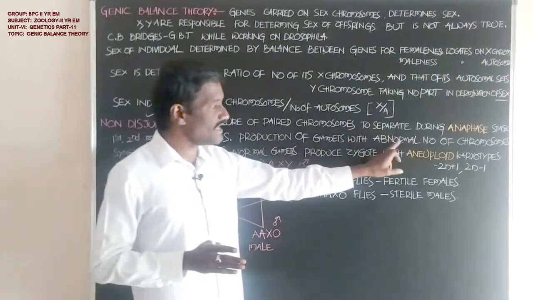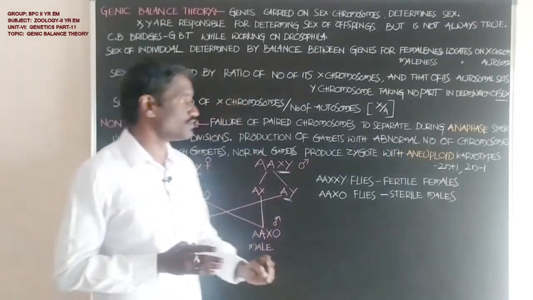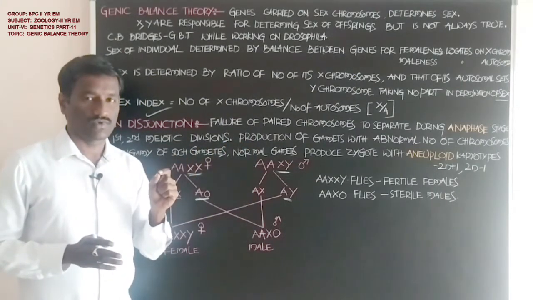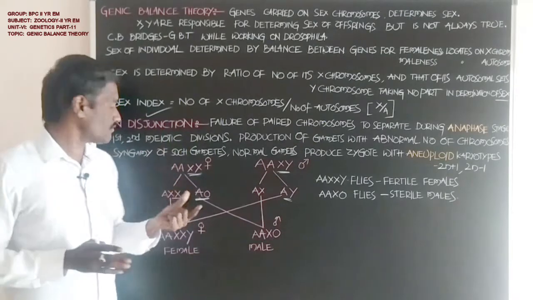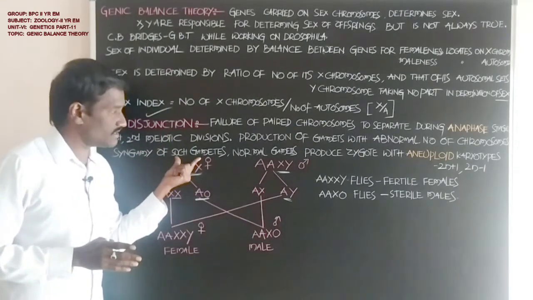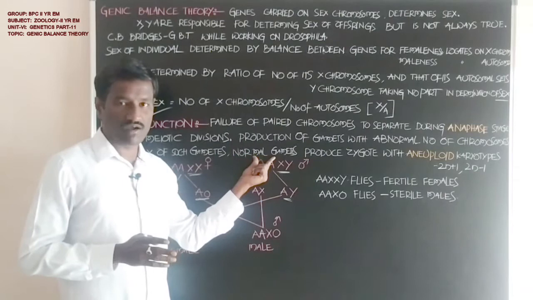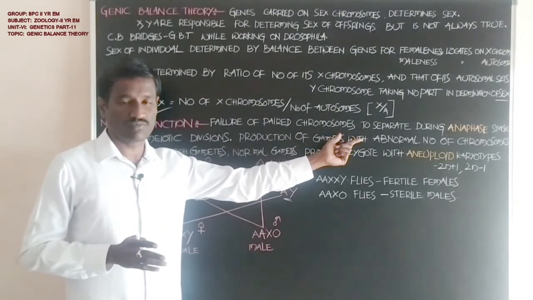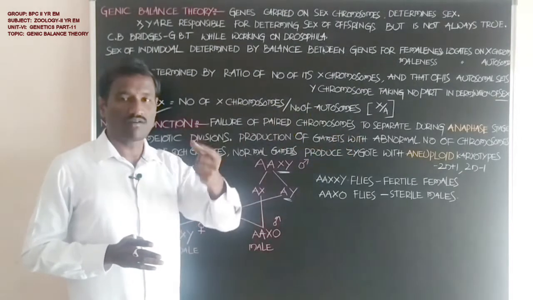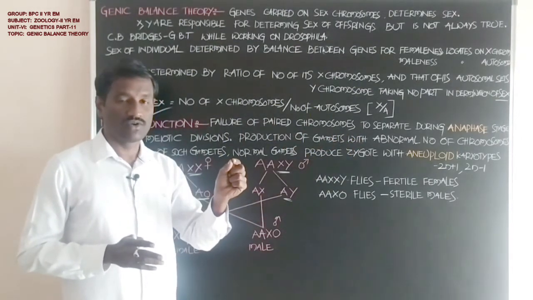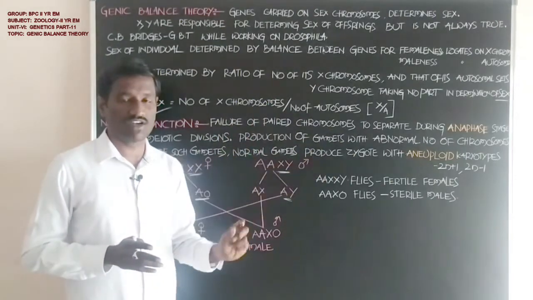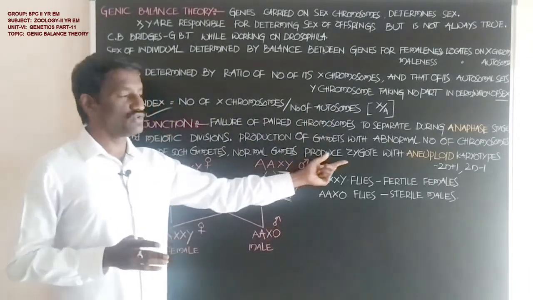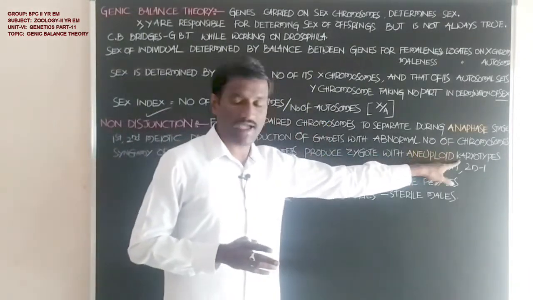Production of gametes is with an abnormal number of chromosomes. Okay, these are the abnormal gametes. Syngamy of such gametes, gametes having an abnormal number of chromosomes, fertilized with normal gametes produces zygotes with aneuploid karyotypes.